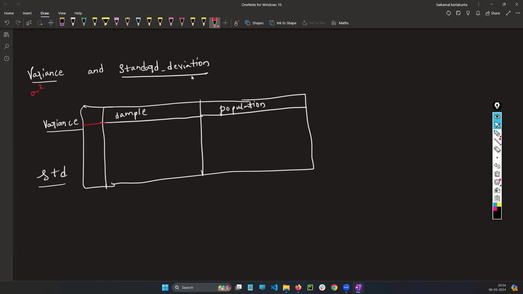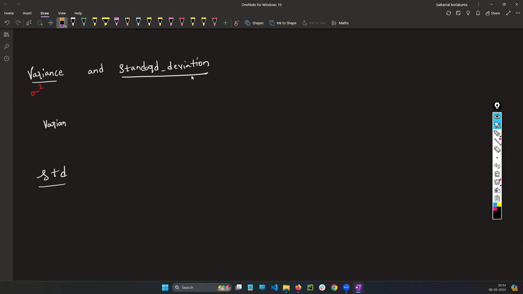Instead of writing like this, let me write individually, then it will be much easier to understand. Let me first go with the variance. Variance with the population data will be represented with sigma square.